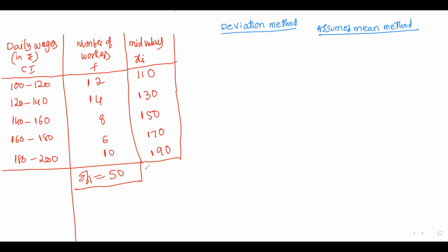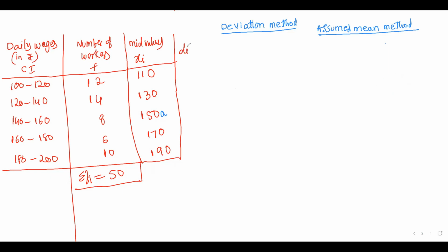Now select the middlemost number in the mid values. In these mid values, the middlemost number is A. A means assumed mean. If you have two middle values, then you can select any one of them. So here in this case, we are getting one single mid value. Mid value is 150. Take it as A and now find deviation.